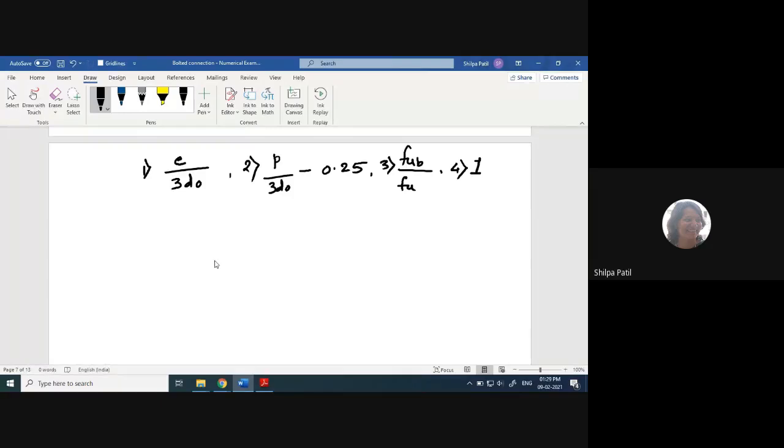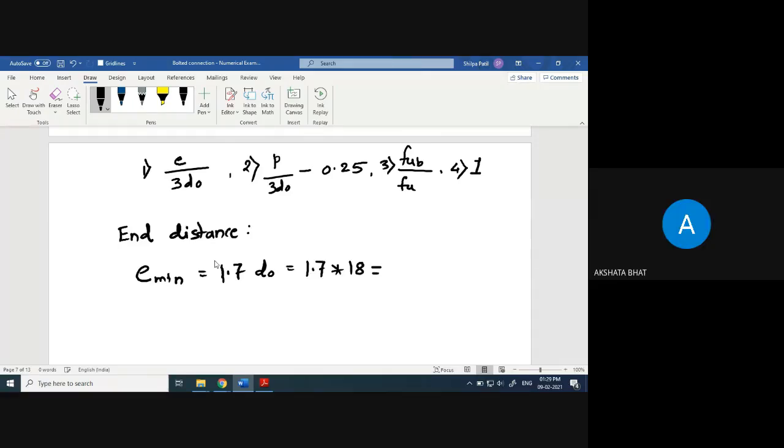Now first we will calculate the end distance. E minimum will be 1.7 times the whole diameter, which is D0. So tell me the value. Whole diameter was 18, right? 30.6. Yes, 30.6 mm.